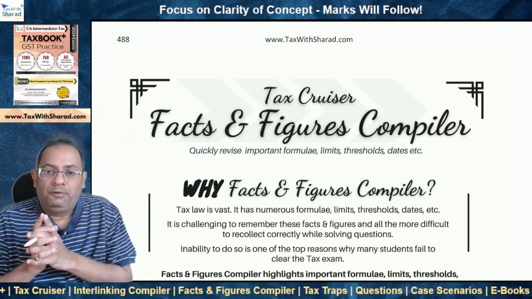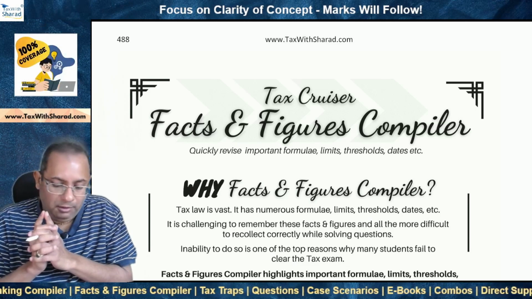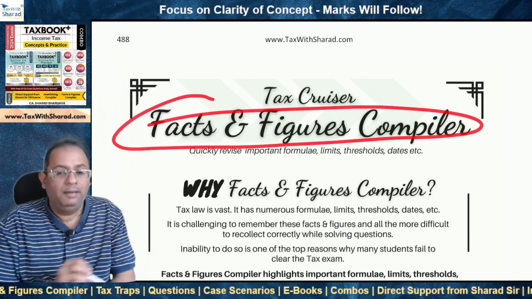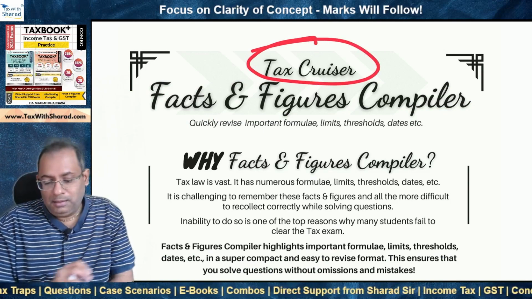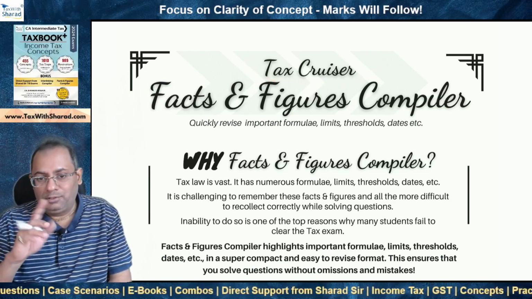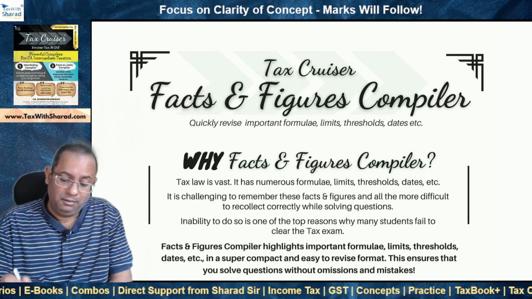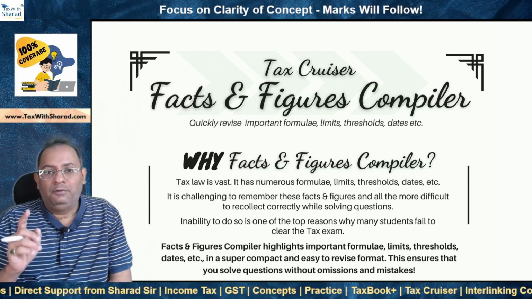If you are preparing for the CA Intermediate Taxation paper, then this video is going to be extremely useful for you. In this video, we are going to cover the Facts and Figures compiler. As you know, there is a document called Tax Cruiser, and Tax Cruiser has two compilers. One is the interlinking compiler, which is very useful, and the other is the Facts and Figures compiler. In this video, we are going to cover this compiler for income tax.